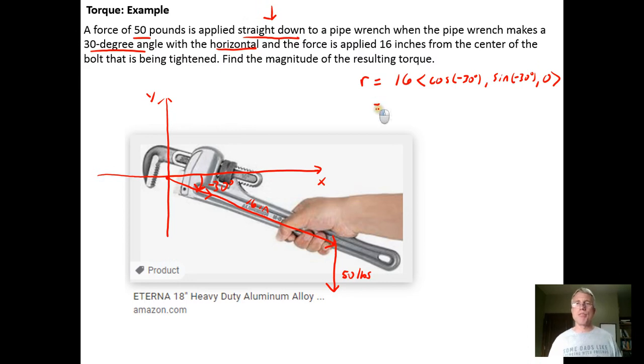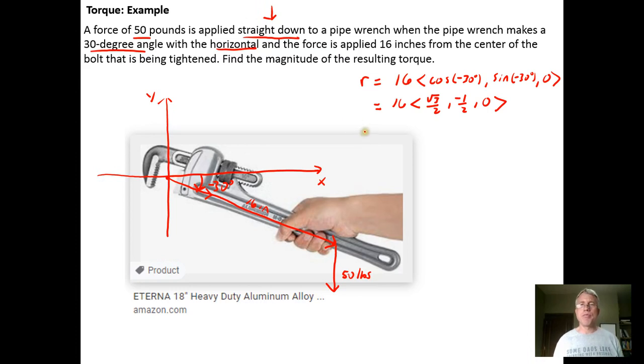And then I can simplify a little bit because from trigonometry I know that the cosine of negative 30 degrees is the square root of 3 over 2. And the sine of negative 30 degrees is negative 1/2. And I know that 0 is 0. Notice I could actually, if I wanted to, factor a 1/2 out of this. I'm not going to, I'll leave it alone, but I could, and there'd be nothing wrong with doing that.